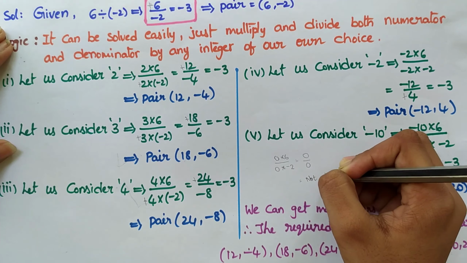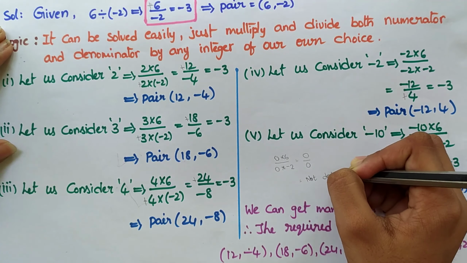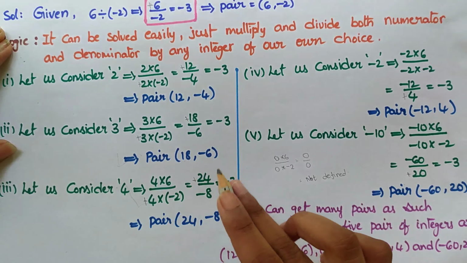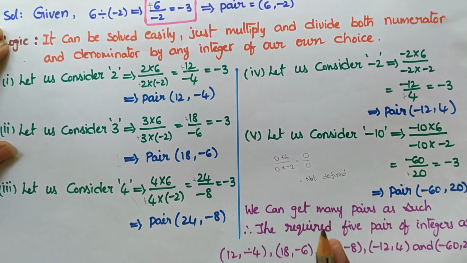You can take any number but not 0. Except 0 you can take positive numbers, negative numbers, your wish, but you should not take 0. Is it clear, friends?